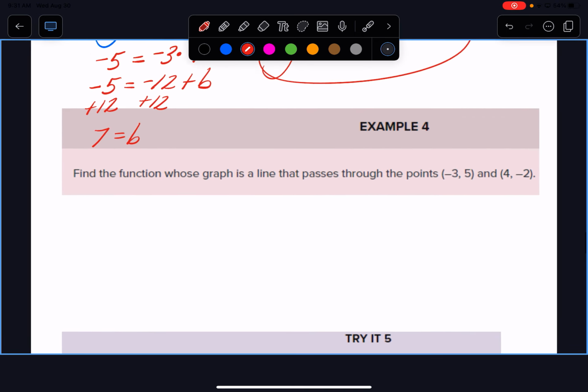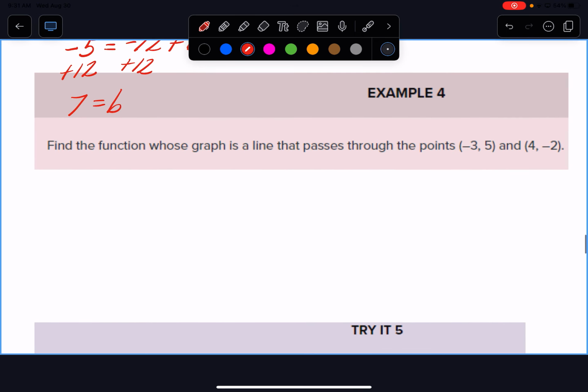I honestly feel like they would probably just put one like this on the test because then they don't even have to ask you to find the slope as a separate problem. They don't have to ask you to write the equation of a line because it tests everything in this problem. See, it says, find a function whose graph is a line that passes through these points. So you'd say to yourself, they want a line, so that's y equals mx plus b.